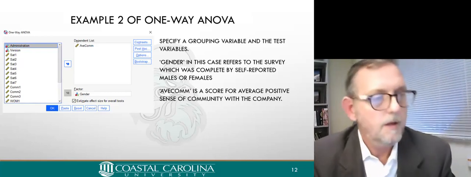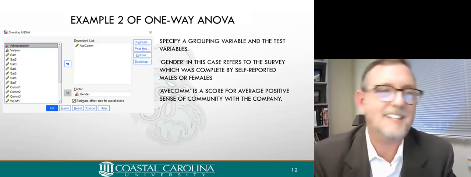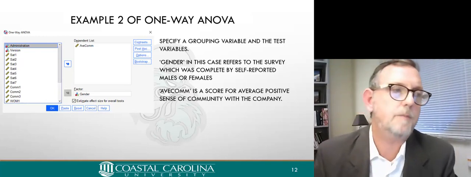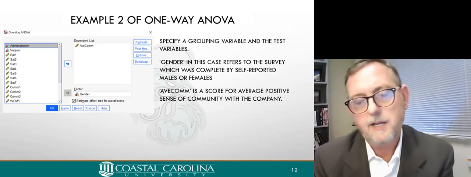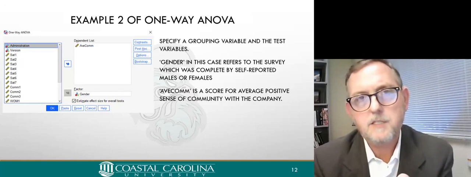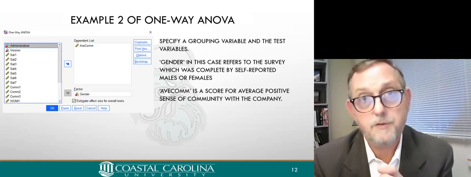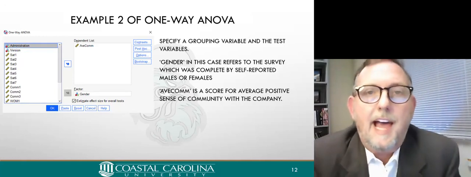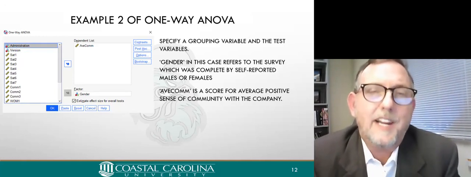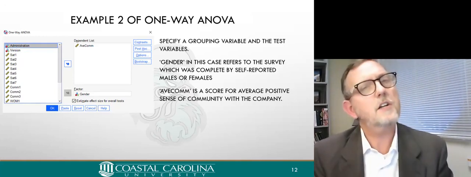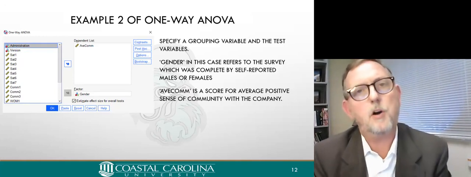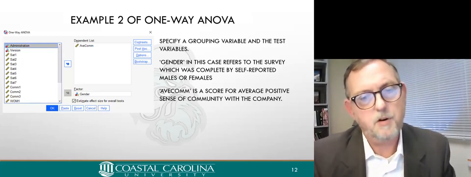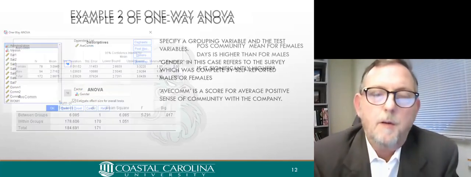That's the takeaway there. Okay, second example, same data set. We'll do the same thing. Again, analyze, compare means, then go to the one-way ANOVA, okay? And you'll get this box. In this case, we're going to do average community or brand community score. So there's this thing called brand community. When people are part of a brand, they feel like other people should be part of that brand too. And so brand community then is the scale metric.